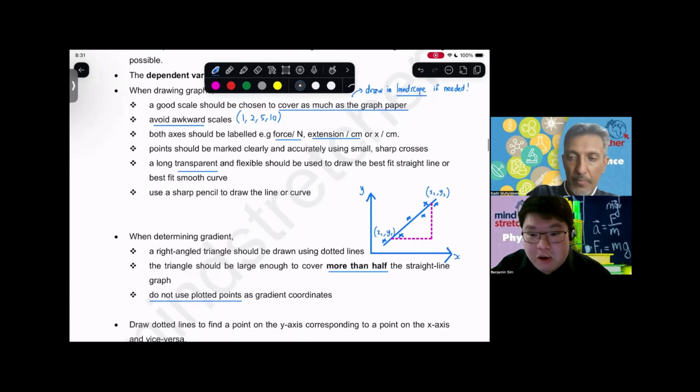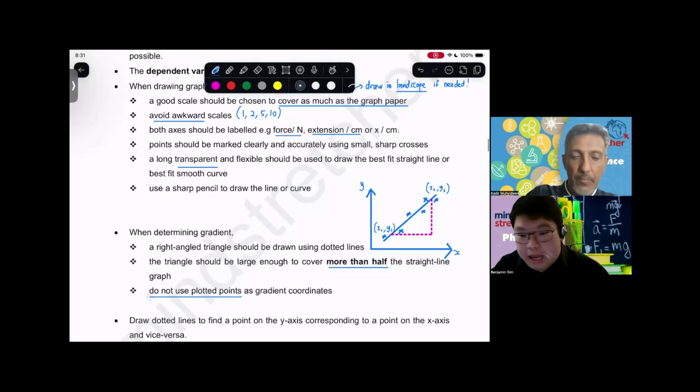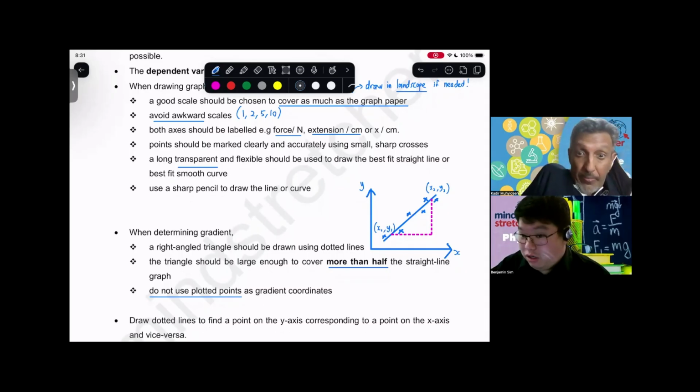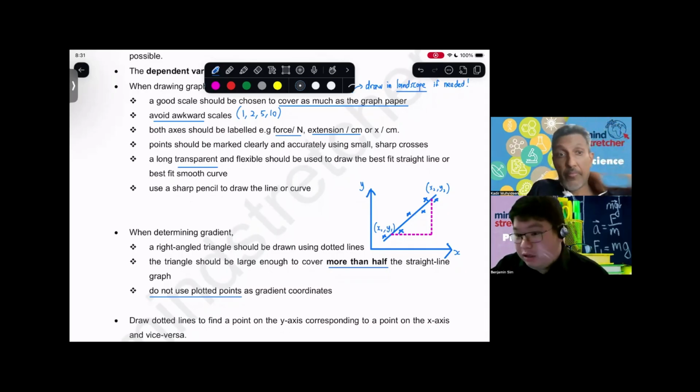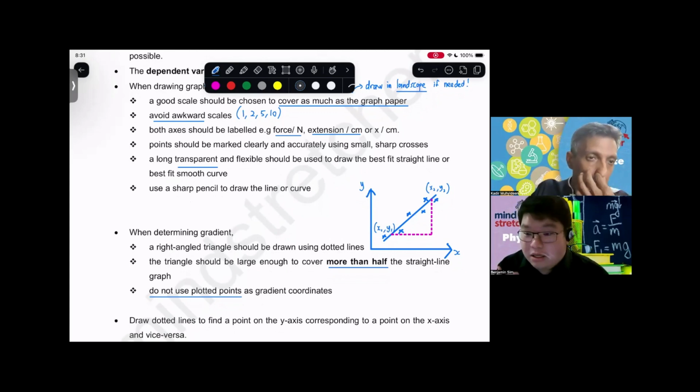Now remember that when you label your axes, label them as, for example, force / N, so you are basically explaining to the examiner what unit you are using. Like extension / cm. So you are explaining exactly what units you are using.